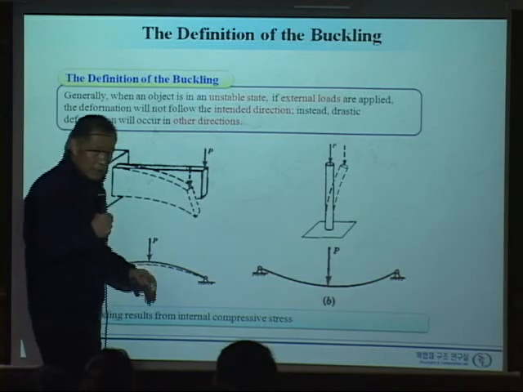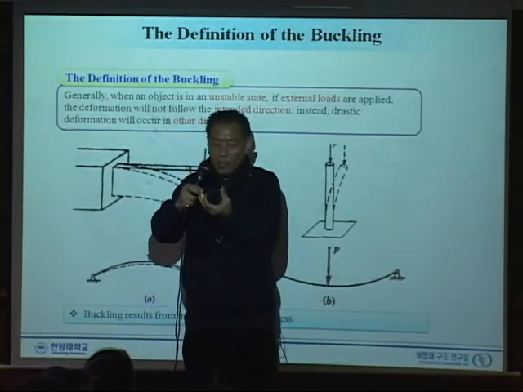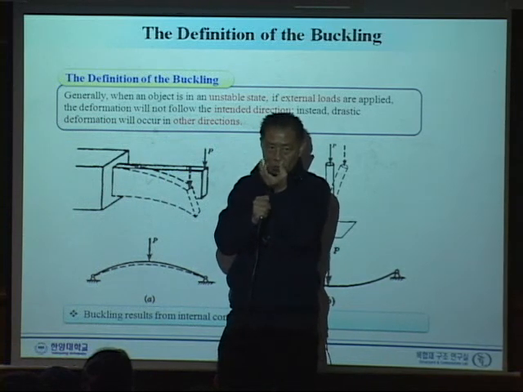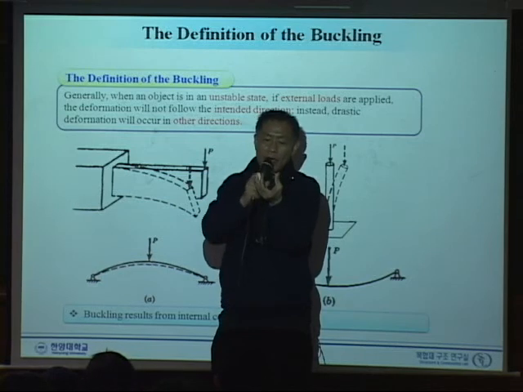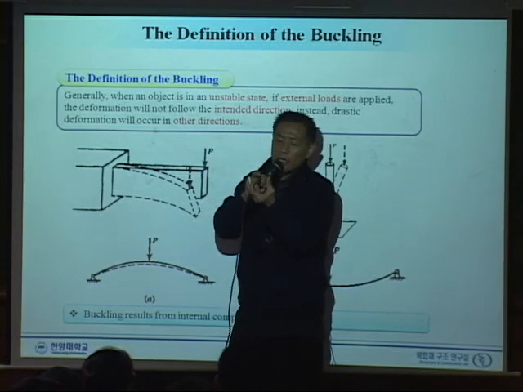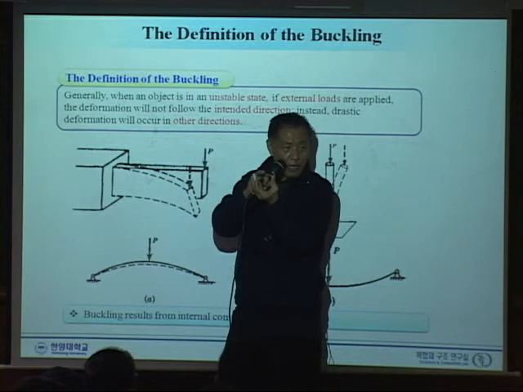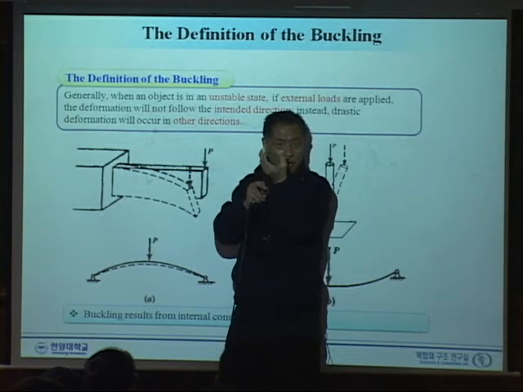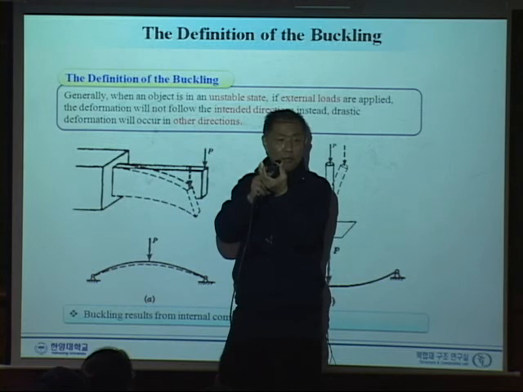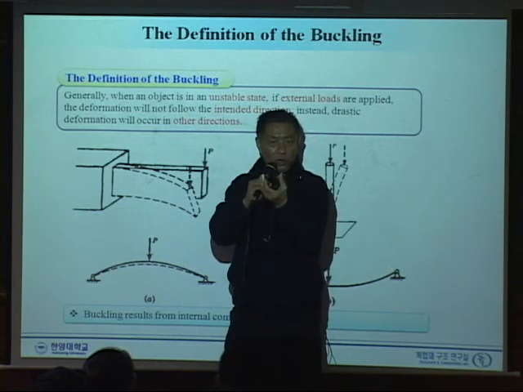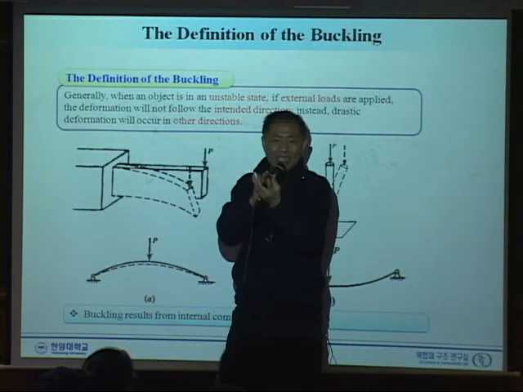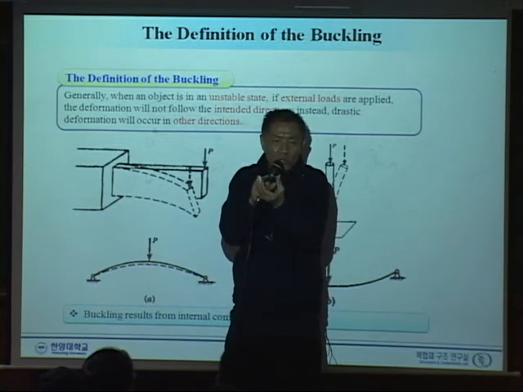Another demonstration is this one. This structure is already pre-bent like that, okay? It has a pre-bend. This is the original structure. Now I'm trying to push at the center, downward. Initially it's okay. But if we push it harder, it becomes very unstable and goes downward. I didn't push that much. Whenever it reaches some point, it just jumps to a different configuration, meaning that it becomes very unstable. It doesn't want to stay there, doesn't want to stay here.